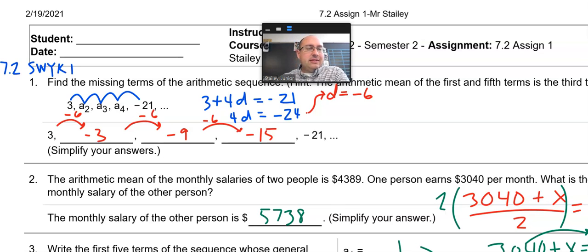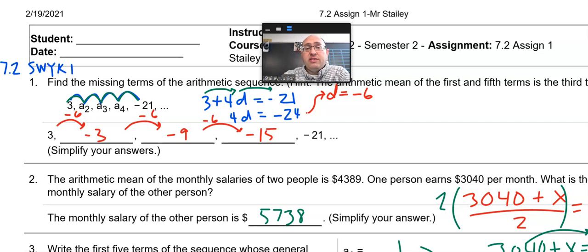All right, we're back. Section 7.2, Quick Check number 1. Find the missing terms of the arithmetic sequence. Okay, looks like we are adding D, let's see here, 1, 2, 3, 4 times. So we're starting with 3, and then we add 4D, and we get equal to negative 21. So, simple, we can subtract the 3, get negative 24, divide by 4, you get negative 6.